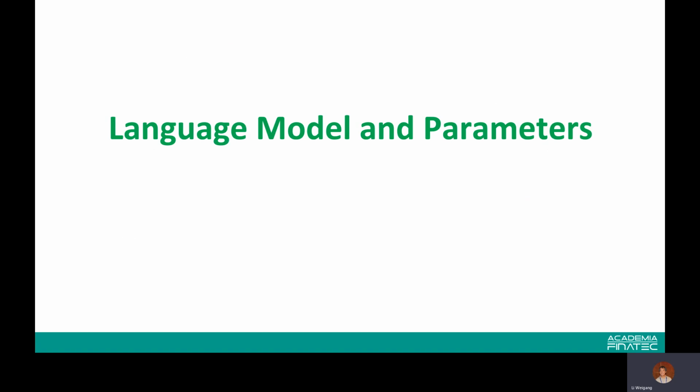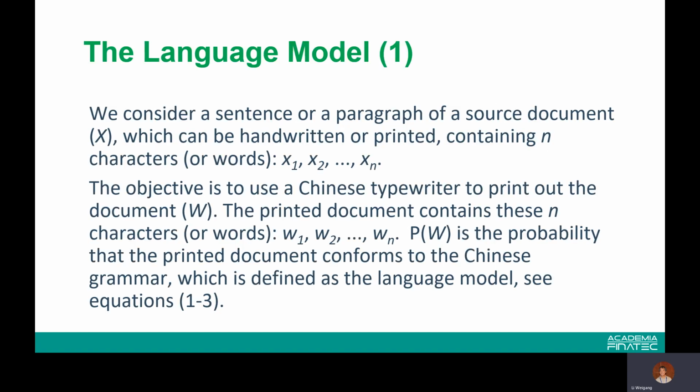Language model and parameters. For the language model, we consider the sentence or alphabet of the source document X, which can be handwritten or printed, containing any characters or words X1, X2 to Xn. The objective is to use the Chinese typewriter to print out the document W. The printed document contains any characters or words W1, W2, Wn. P(W) is the probability that the printed document conforms to Chinese grammar, which is defined as the language model. See equation 1.